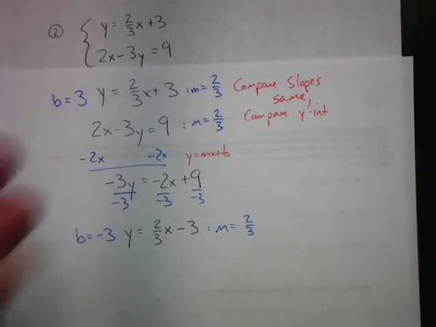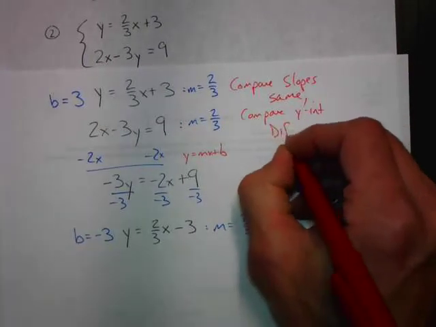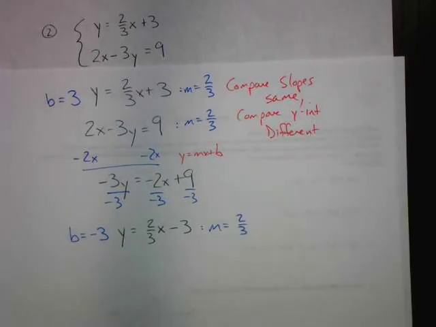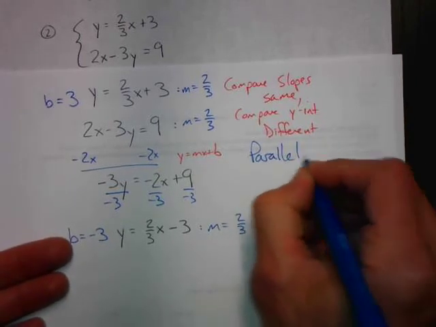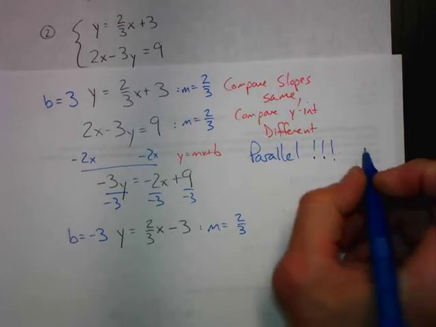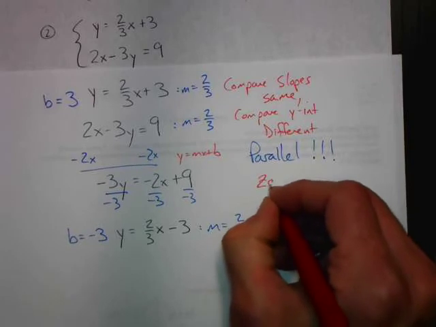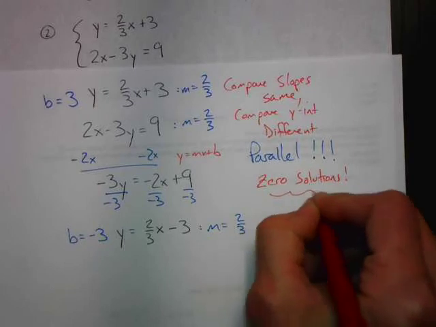So are the y-intercepts the same? No. The slopes are the same. Compare the y-intercepts. They are not the same. They are different. So what does that mean? That means these two lines are parallel. They have the same slope. They have different y-intercepts. They are parallel lines. And of course, from the notes, parallel lines have 0 solutions. So this particular system has 0 solutions.